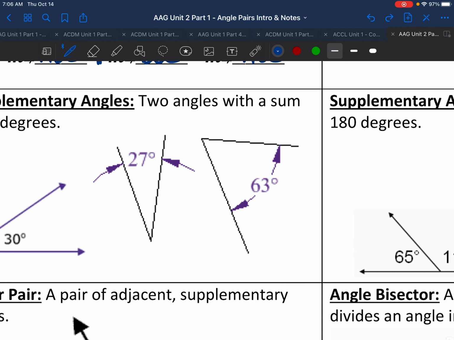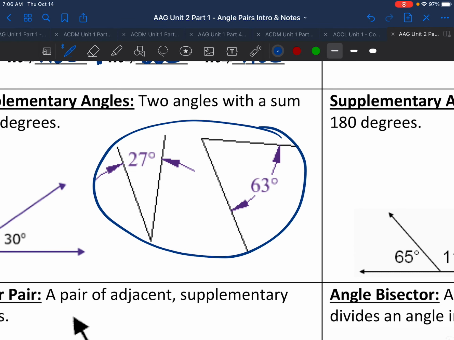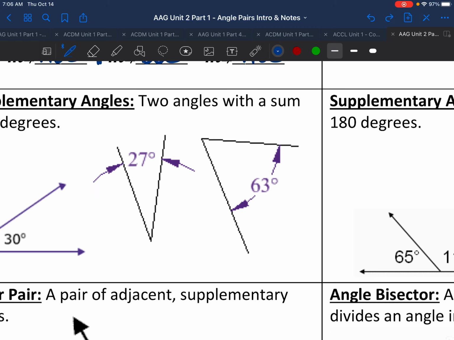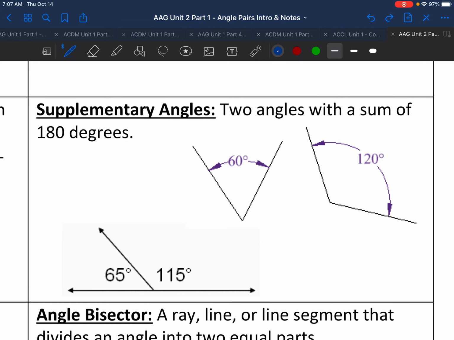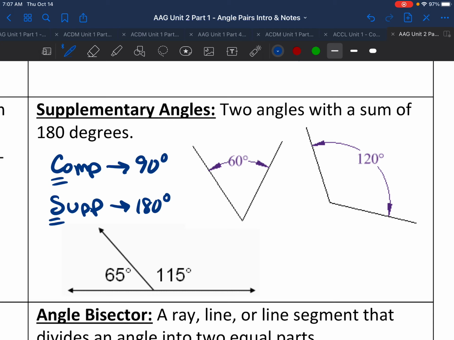However, over here, these 2, well, 27 plus 63 is in fact 90 degrees. So yes, they're complementary, but they're not adjacent, right? They're separate, they're not attached. All right, and similarly over here, supplementary. So what I always usually think of for complementary, C comes before S in supplementary. So complementary belongs with 90, supplementary is 180. So alphabetically, C comes before S, numerically, 90 comes before 180.